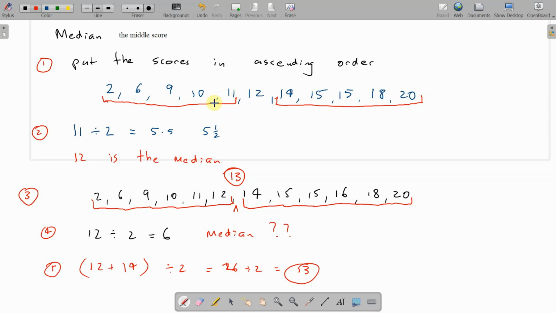When there's an odd number of scores, like this one has 11, we divide by 2, we get 5.5. That means there's 5 below the median and 5 above it, and the score left out is the median. When there's an even number of scores, we've got to find the mean of the middle 2. 13. So that's the median for when there's an even number of scores.